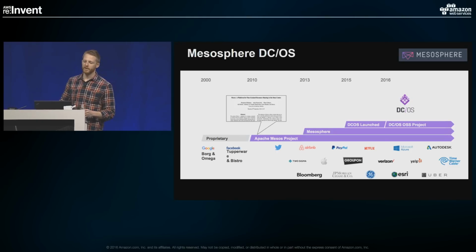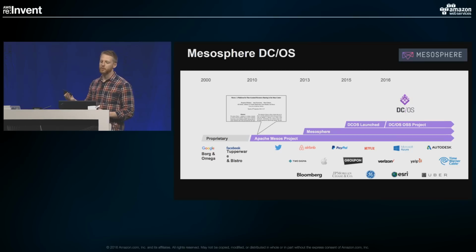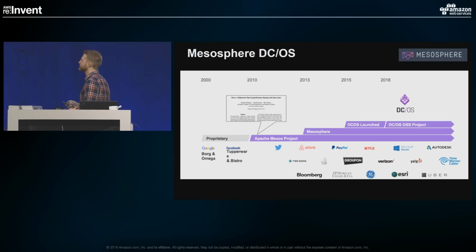So Mesos itself has been in use at a large number of enterprises, in a variety of different use cases, even before the DCOS project was launched. I think in 2015, DCOS launched. It's open source, Apache 2.0, and it's been contributed to by something like 60 different companies, which is quite interesting.